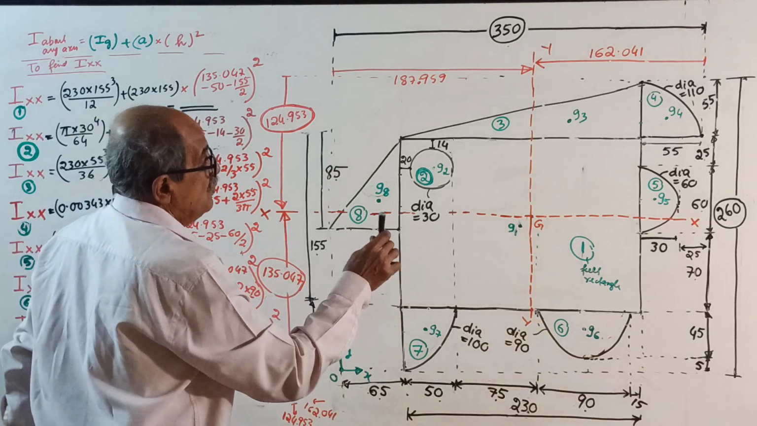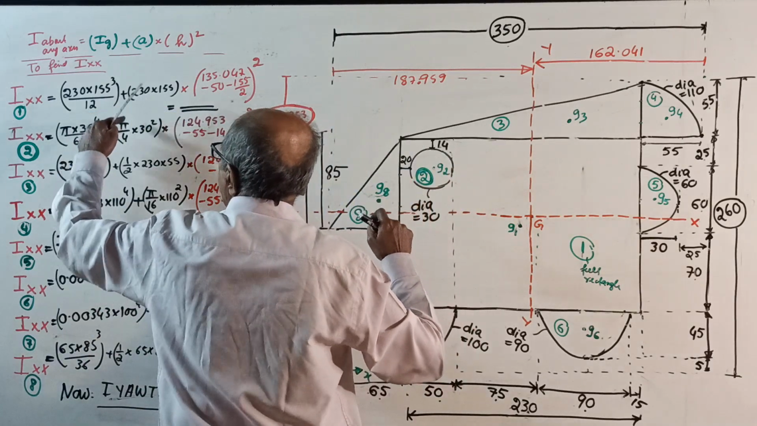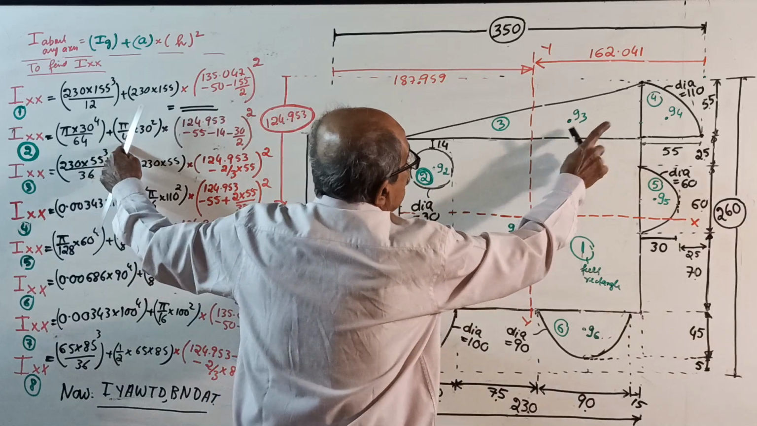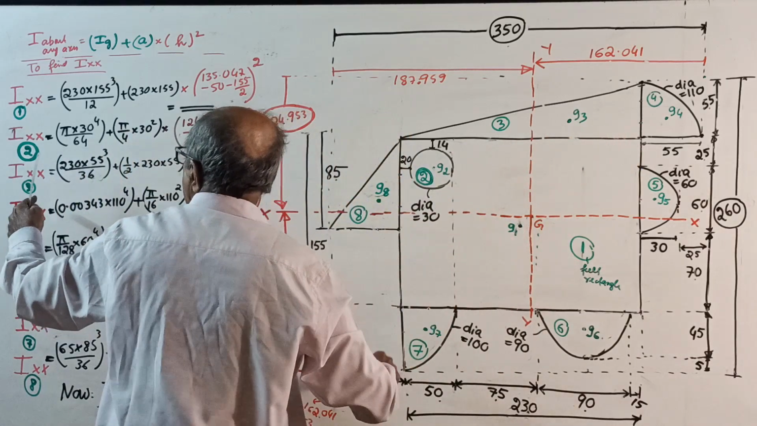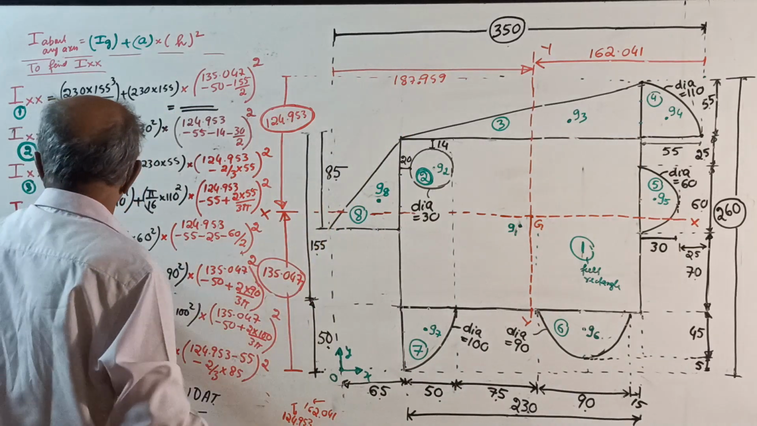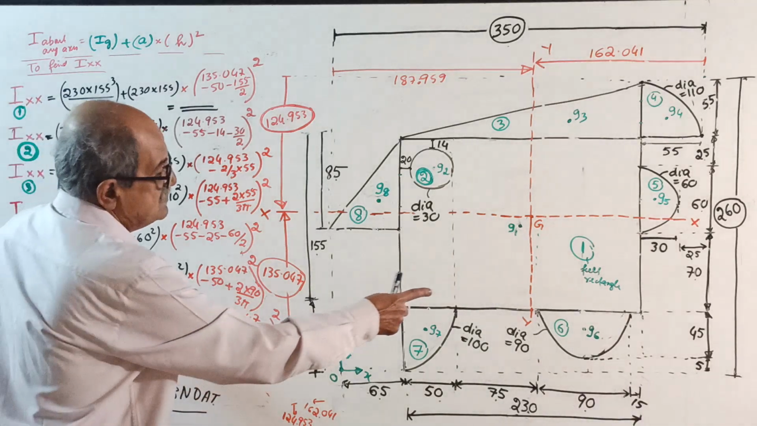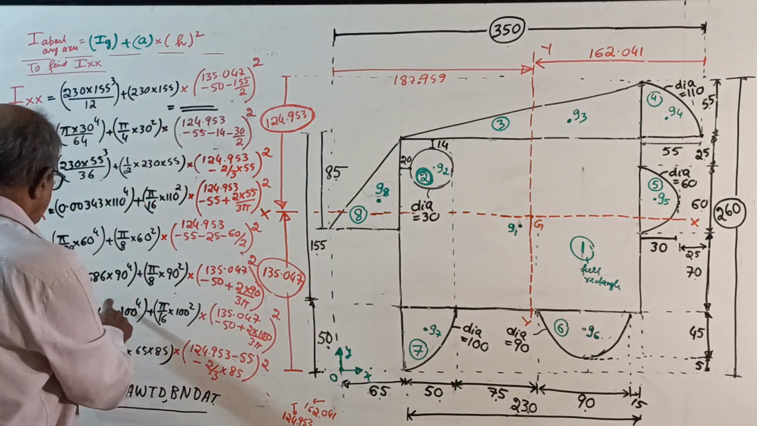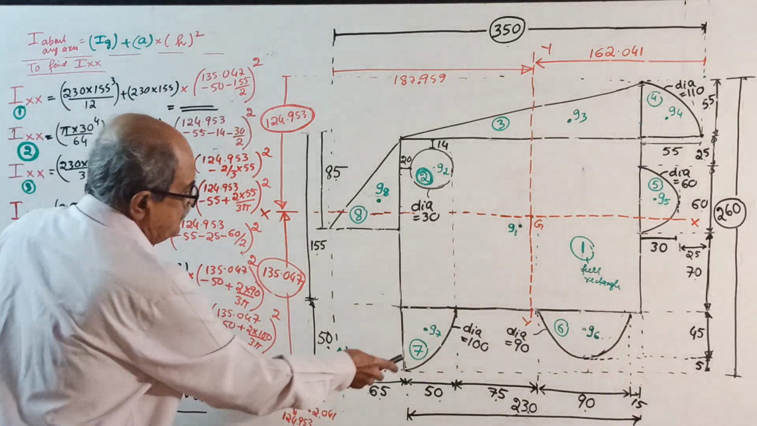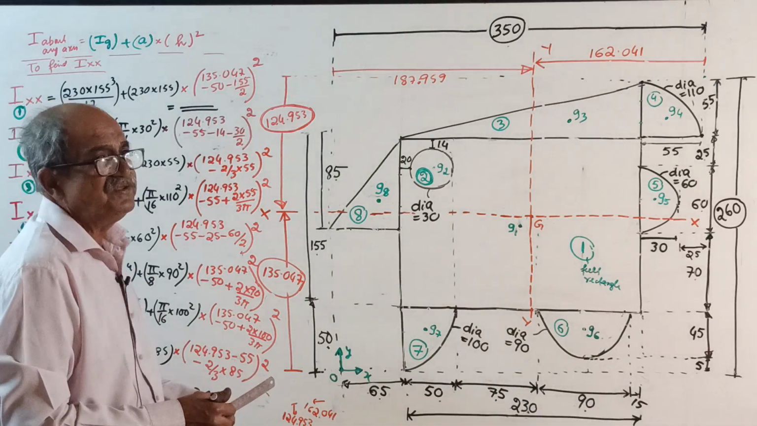See, one minute. 2 is circle, pi by 4. 3 and 4 are quadrants, pi by 16. 5 is semicircle, pi by 8, correct actually, no mistake. 6 is semicircle, pi by 8. 7th is quadrant, pi by 16. Okay, so area is okay.